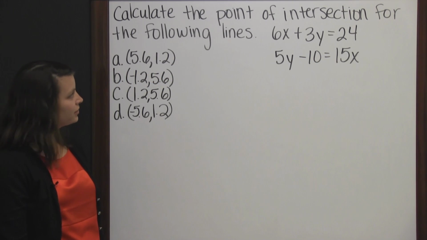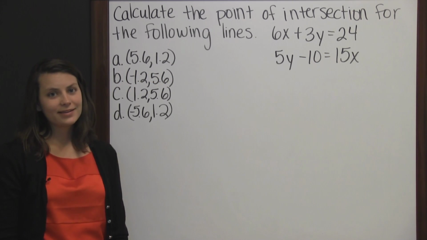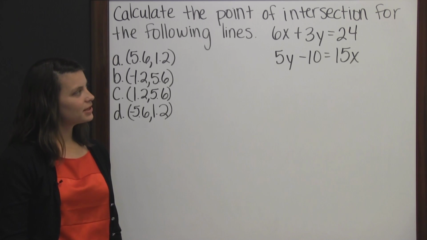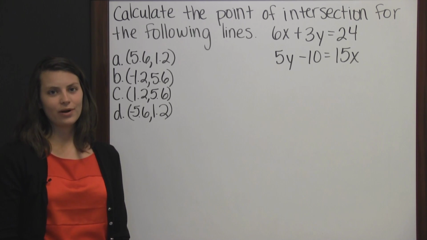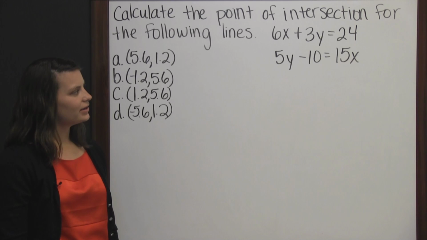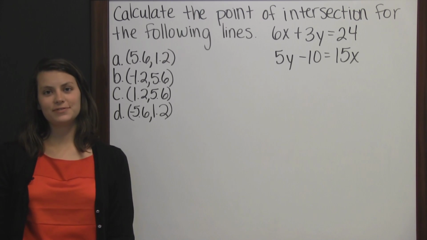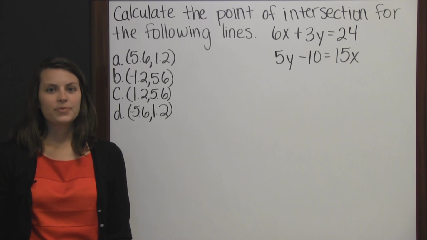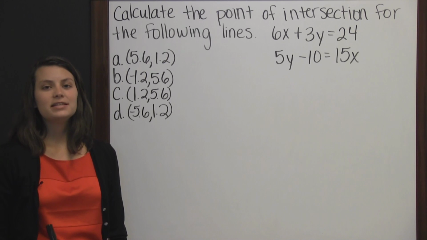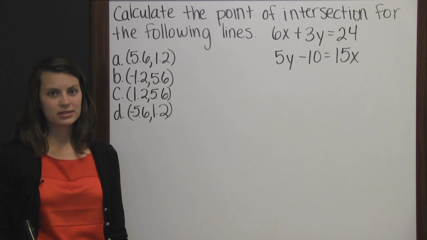Calculate the point of intersection for the following lines. 6x plus 3y equals 24, and 5y minus 10 equals 15x. There are a few different methods for finding the intersection of two lines.